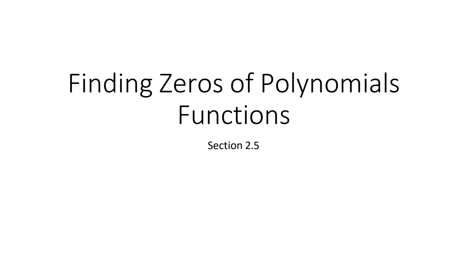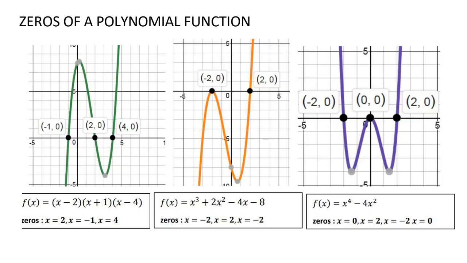Okay, so finding zeros of polynomial functions. What I'm going to go over is section 2.5 from your book. A quick little review: finding zeros of a polynomial function means we want to find where the graphs of these polynomial functions cross the x-axis. In other words, the zeros of a polynomial are the x-intercepts.